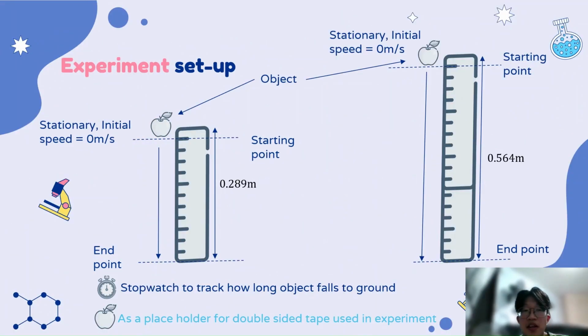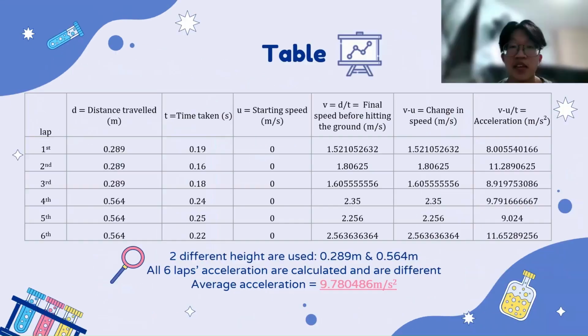This is the experimental setup that is used in the video. The apple shown here is just a placeholder for the double-sided tape used in the actual experiment. To start off, the object, the apple, or rather the double-sided tape used in the experiment, is stationary, meaning that its initial speed is 0 meters per second. A stopwatch is used to track how long the object takes to hit the ground, and by using the distance from which the object is dropped, we can use the formula for speed, d over t, to calculate the speed of the object. The video experiment shows 6 laps being taken down, and is put nicely into a table form here.